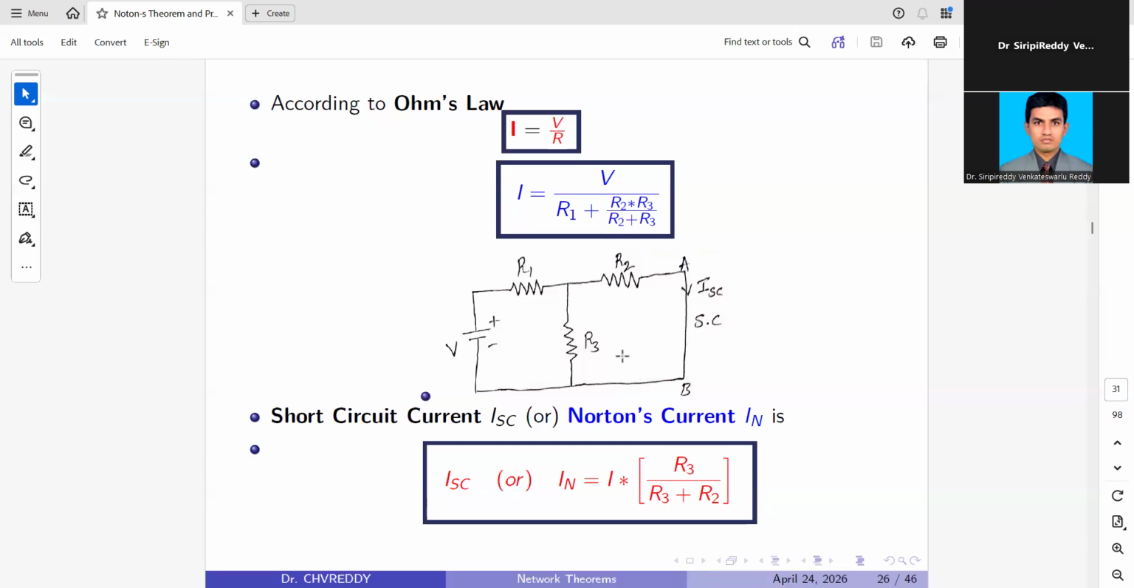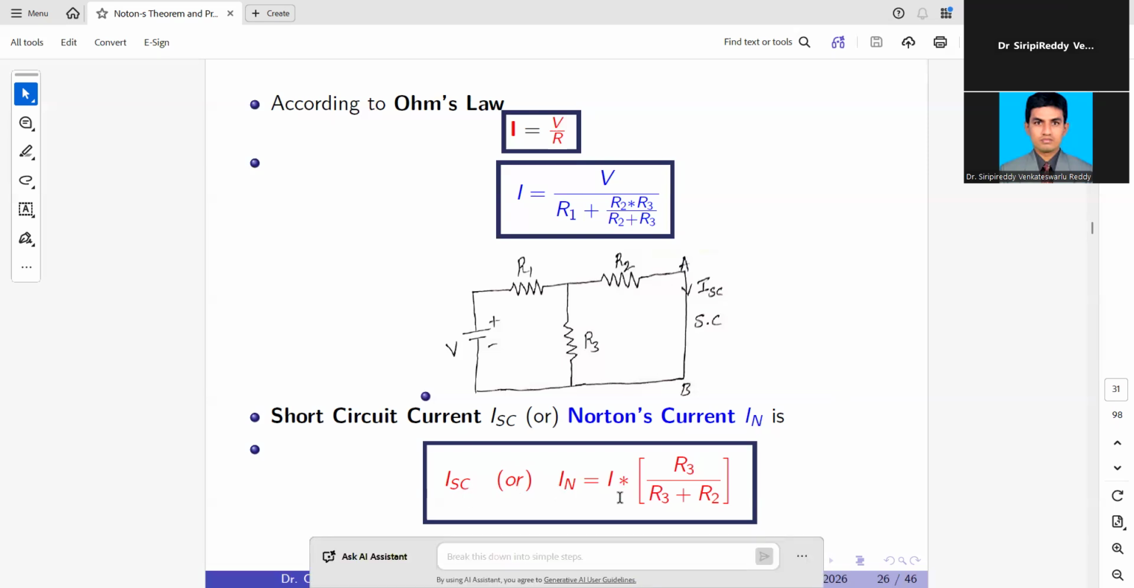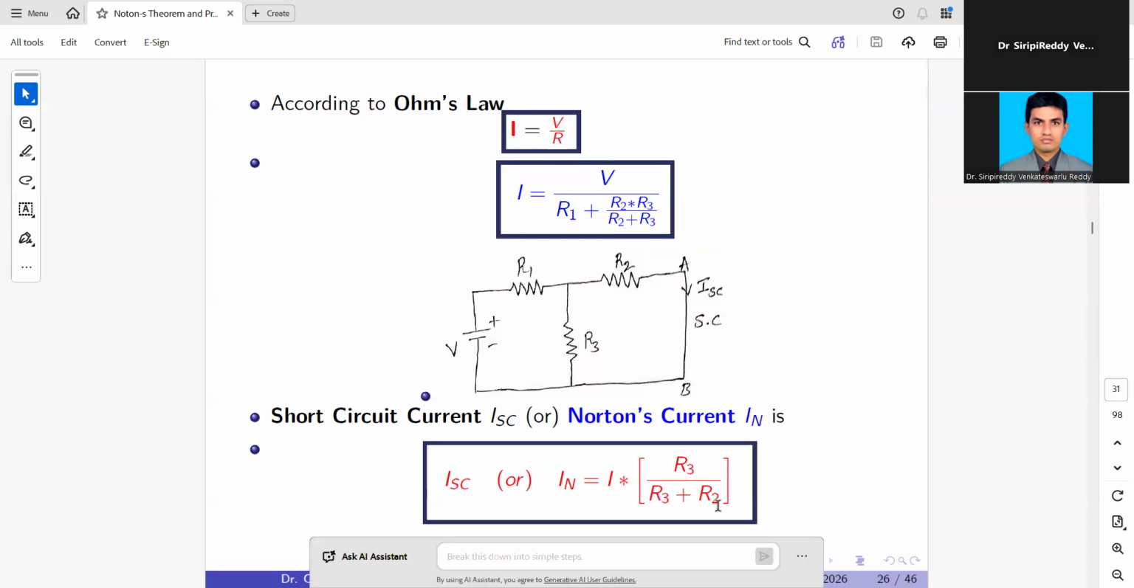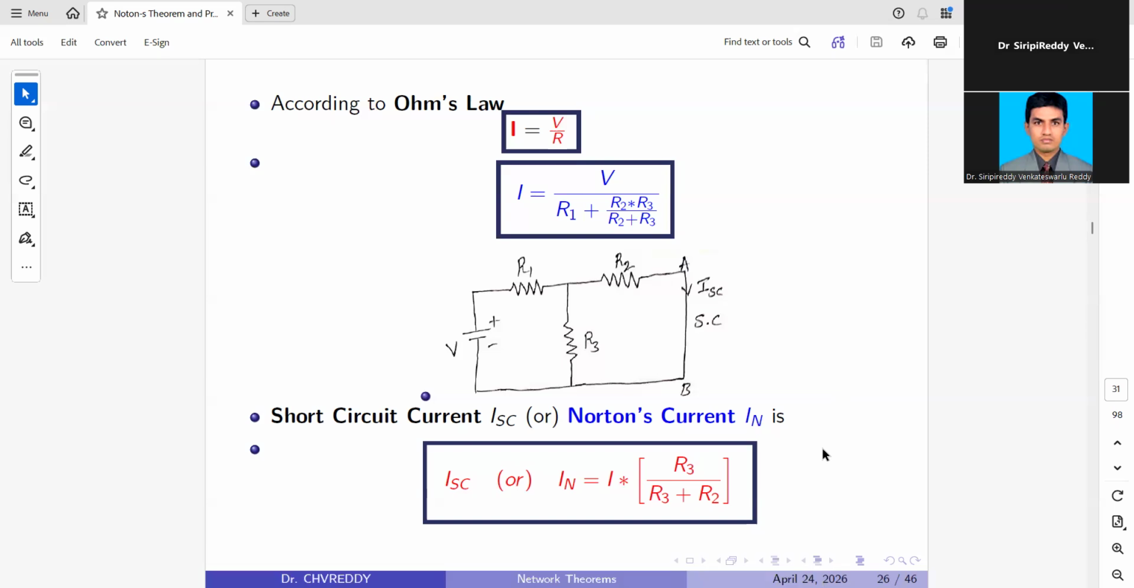For example, if we need to calculate how much current is passing through R3, then who is the opposite resistance? R2. R2 divided by R2 plus R3. But we require how much current is passing through R2. That is the short circuit current or Norton's current: I into the opposite resistance R3 divided by R3 plus R2. So now we know the Norton's current.